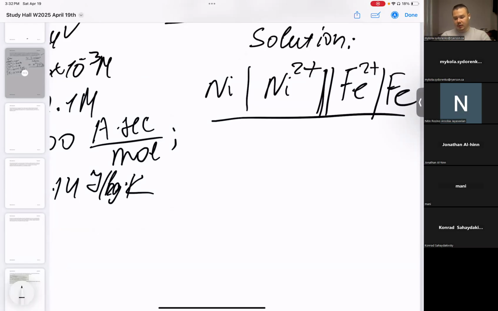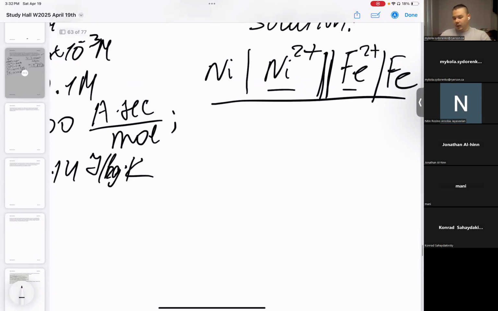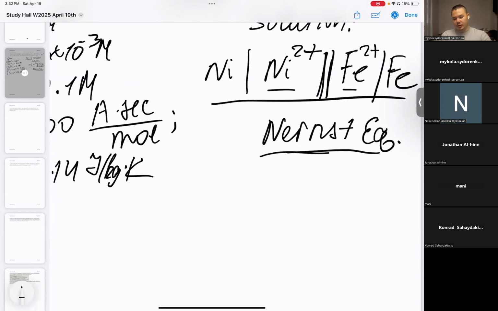Okay, so basically they all are in one solution, nickel and iron, and then they have some sort of chemical things happening in there. Okay, so let's write down the Nernst equation. Nernst equation, it is a very important equation.